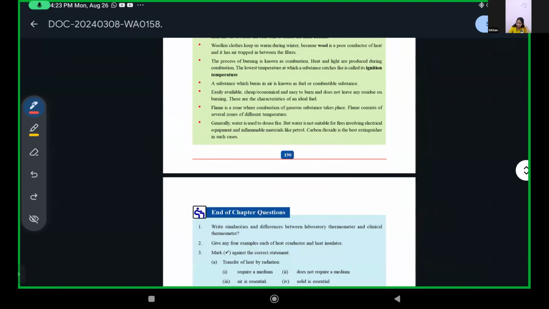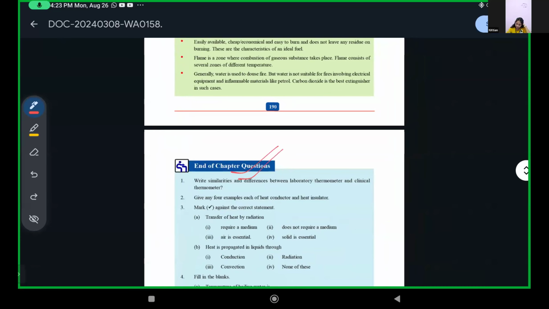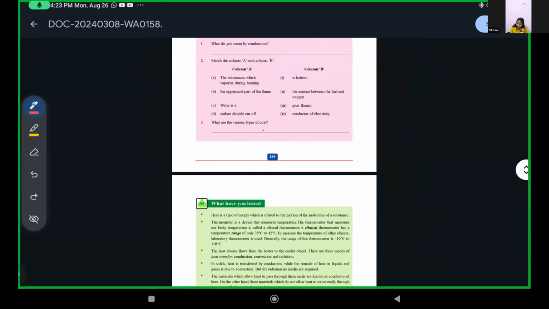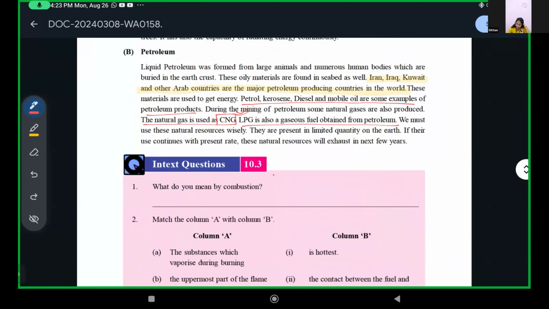All right, this is your homework. The end of chapter questions, the back questions, is the homework. Take your time, take two days, three days, anything, to complete it. And then we will move forward with the next chapter.